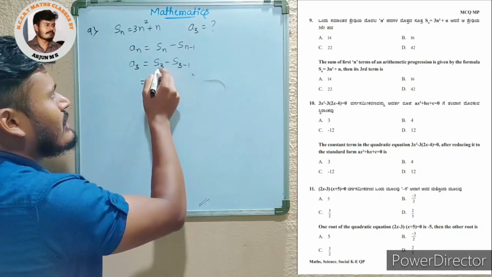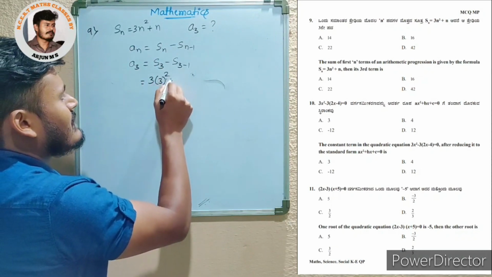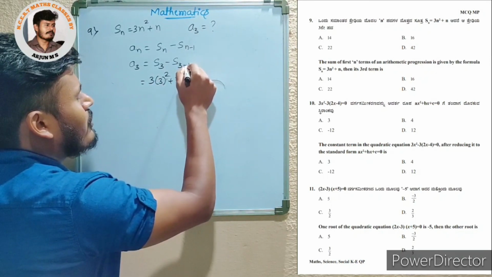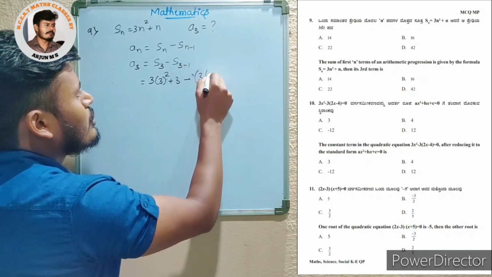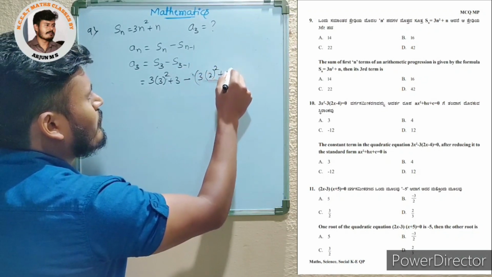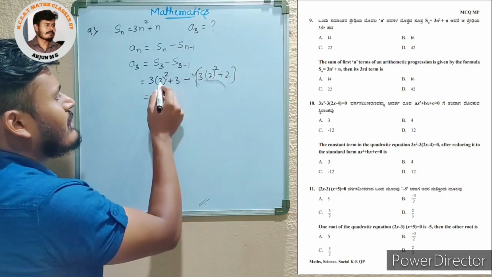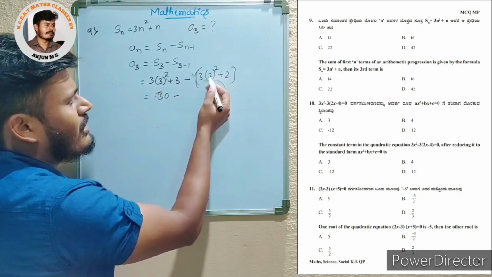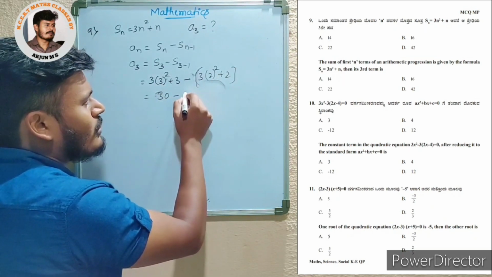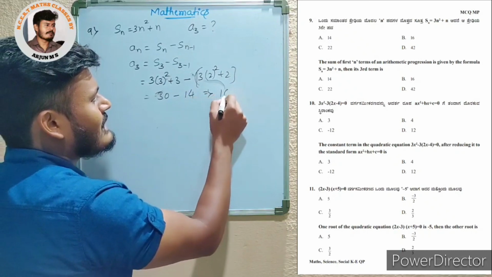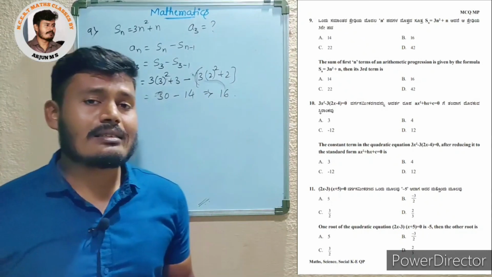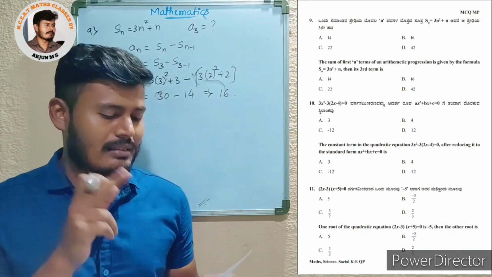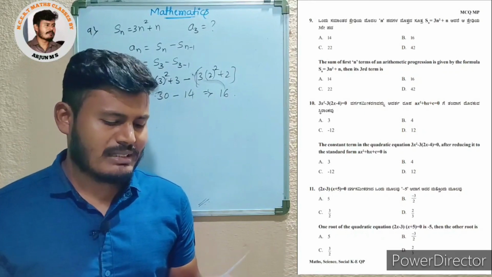n, put n is equal to 3, we get 3 of 3 square plus 3, minus 3 of, here 3 minus 1 is equal to 2, 2 square plus 2. Simplifying, we get 3 3s are 9, 9 3s are 27, 27 plus 3 is 30, minus 2 2s are 4, 4 3s are 12, 12 plus 2 is 14. Then the answer is 16. So 16 is the third term of the arithmetic progression. Your answer 16 is present in option B. So option B is the correct answer.